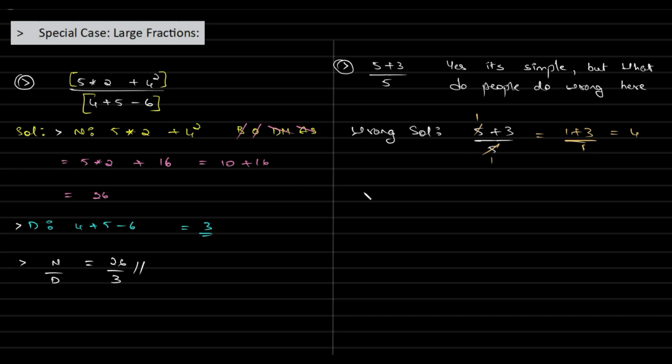I've seen this happening. So why is it wrong? Well, the actual solution is this. So 5 plus 3 is 8 by 5, that is 1.6. Why is it so? Well, 5 plus 3 by 5 actually means that 5 has to be divided by 5 and 3 has to be divided by 5. So when we do this maths, I'll get 1 plus 0.6 and we have 1.6.